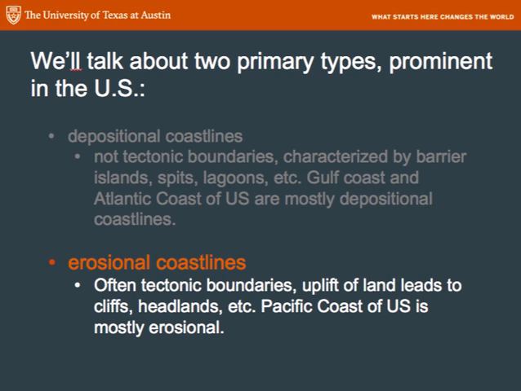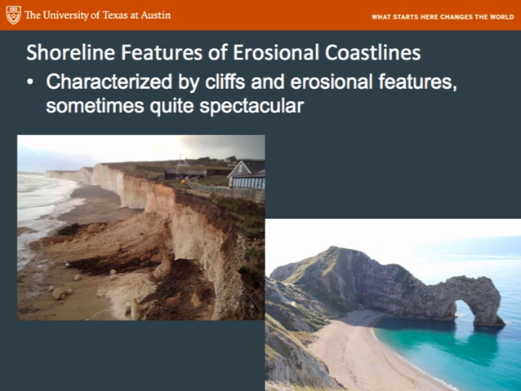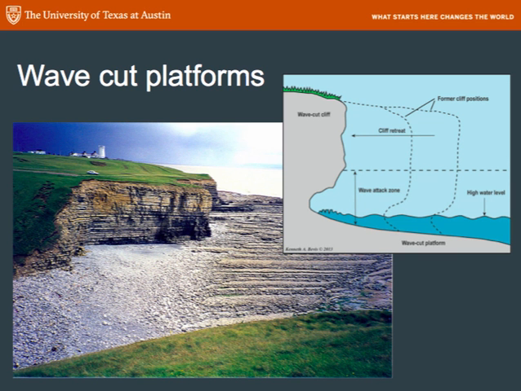The Pacific coast of the U.S. is an erosional coastline along most of its boundary, but so are places like England's coast, and that's not a tectonic boundary. So they're not always at tectonic boundaries. So the kinds of things you see are cliffs, you see arches, you see caves, you see sea stacks, which are places where the arch is broken off and you just have a rock standing out by itself in the water. Some of these features are really quite spectacular.